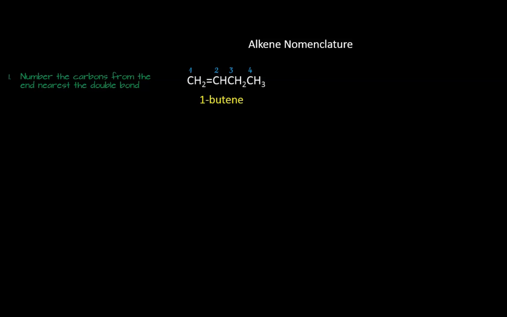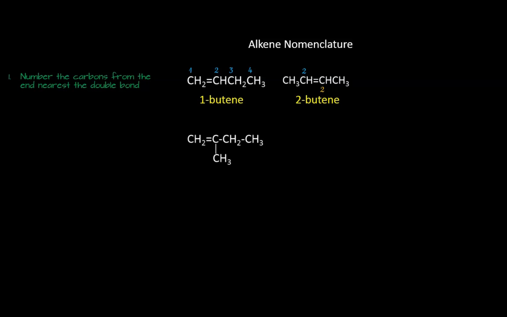If the double bond is in the middle, it doesn't matter which way we number the chain. From the left end, the double bond starts on carbon 2, and the same if we start from the right end. The double bond begins on carbon 2 either way, giving us the name 2-butene.